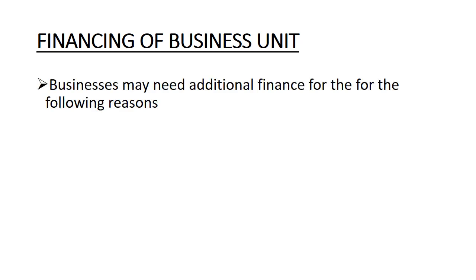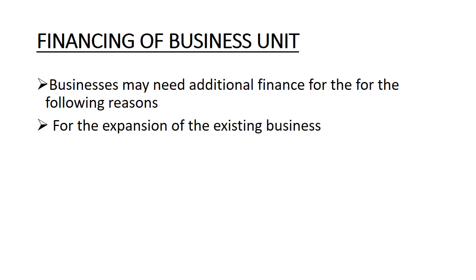So there are different ways in which business units could be financed. Actually, there are about 15 different ways which are within the scope of the syllabus. So business may need additional finances for the following reasons. The first is for the expansion of the existing business. You may have a business, it's doing well, now you just want to expand it. You can expand it from the profit you are making, but maybe it will take time, and the market is responding very well. You are making sales, so you might need more money so that you expand quickly.